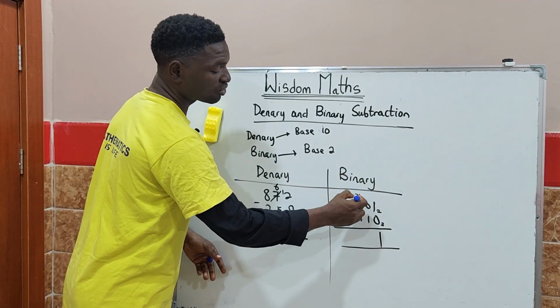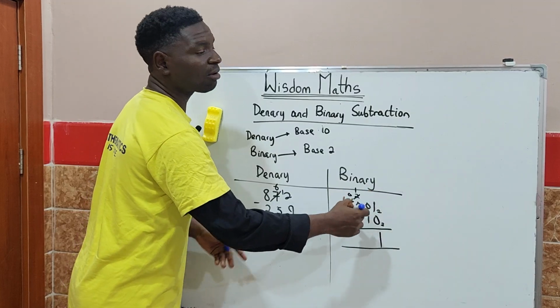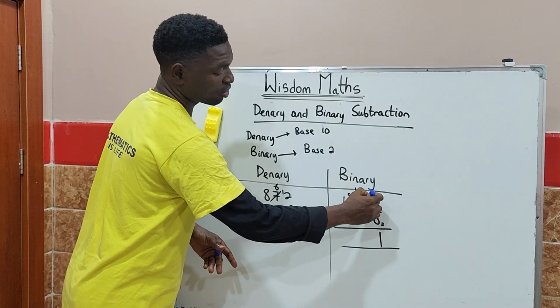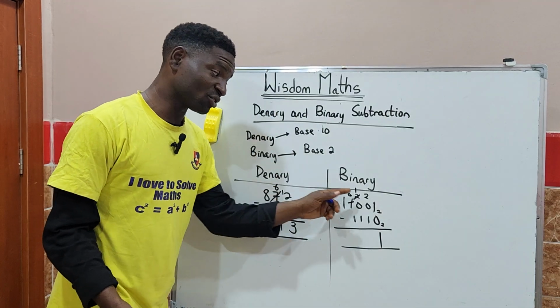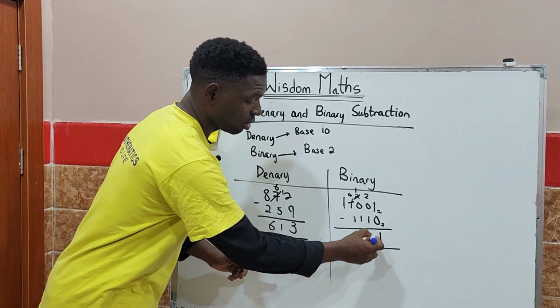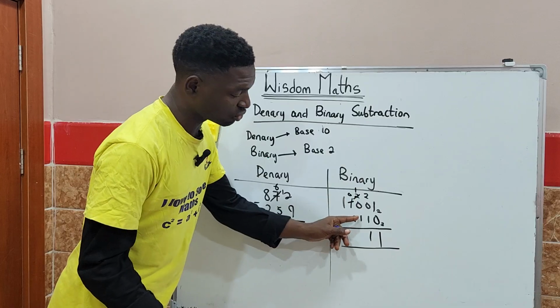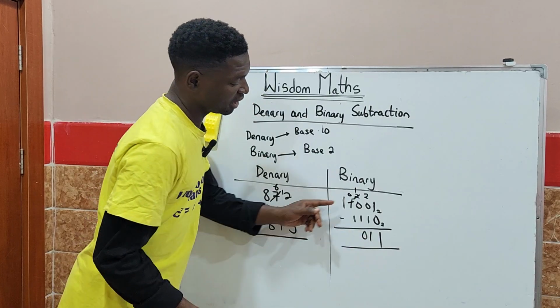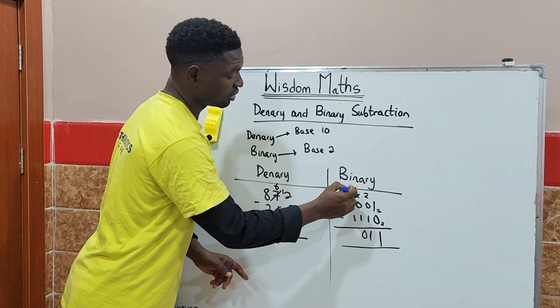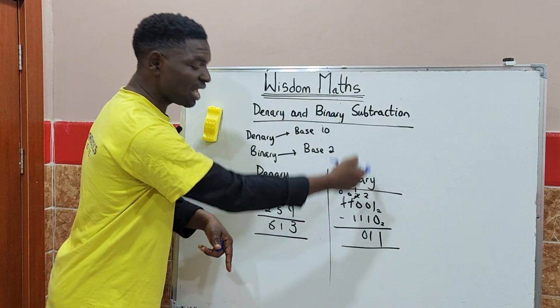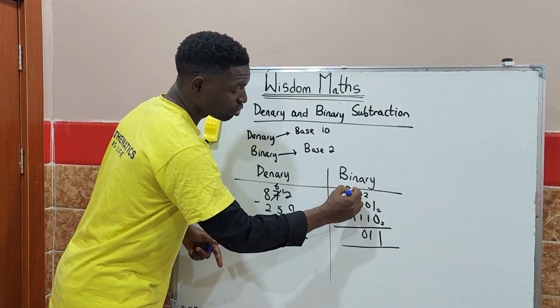So you also borrow from this 2, remember 1. When that one comes here, it becomes 2 because it's binary. So 2 minus 1 is what? 1. Then 1 minus 1 is what? 0. So it's 0 minus 1. It cannot borrow from here. This is 0. So that one comes here, becomes 2.